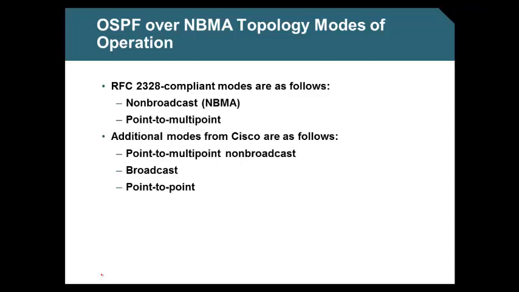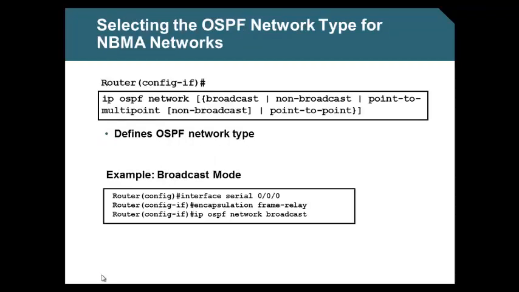This is how you configure. I just configured and showed you already. IP OSPF network broadcast, IP OSPF network non-broadcast, point to multipoint, point to multipoint non-broadcast. You will have all 5 different types fully utilized in a Frame Relay environment, which is not much seen, but it is seen.